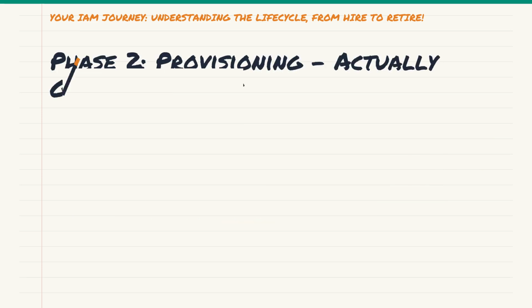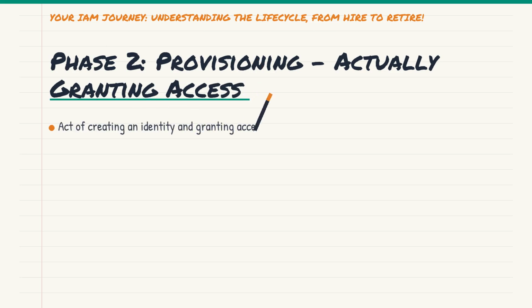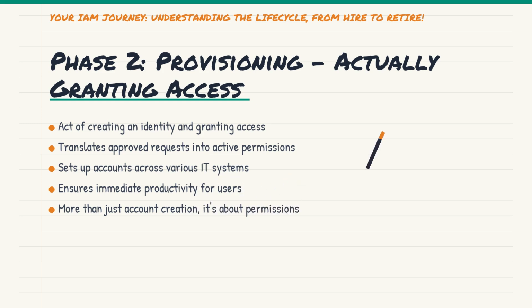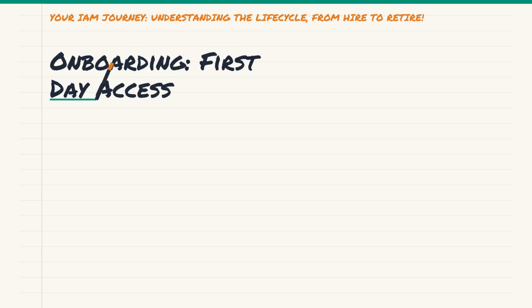Once a request is approved, we move into the provisioning stage. This is where the rubber meets the road. Provisioning is the actual act of creating an identity and granting them the approved access rights across all the necessary systems and applications. It's like taking that approved key card request and actually manufacturing the card, encoding it, and making sure the door readers recognize it. This isn't just about creating an account, it's about setting up all the correct permissions so the user can hit the ground running.